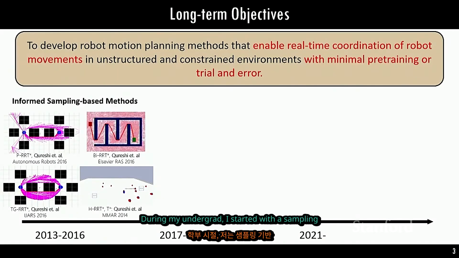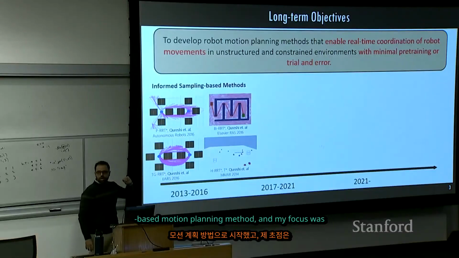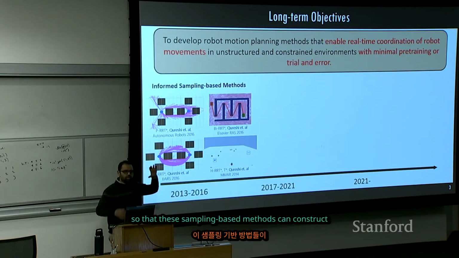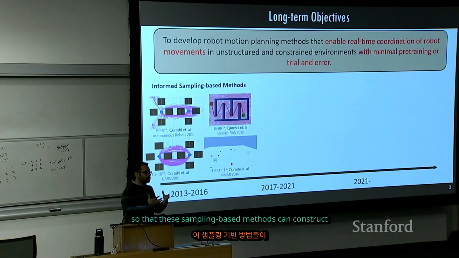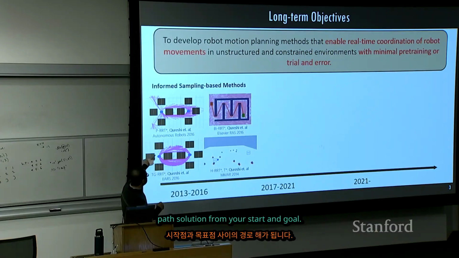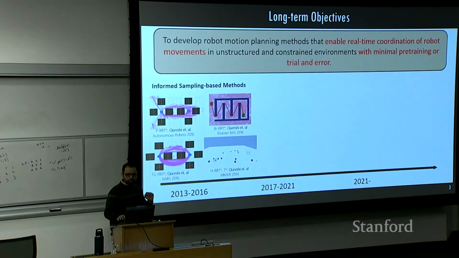During my undergrad, I started with sampling-based motion planning methods, and my focus was on coming up with adaptive sampling techniques so that these sampling-based methods can construct their tree as quickly as possible. Then one branch of that tree is your path solution from your start to your goal.